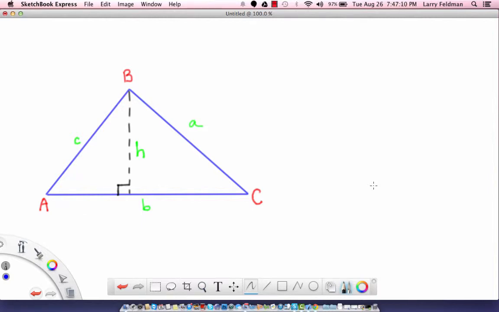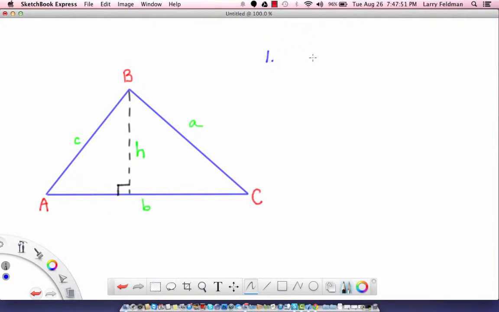In this video, I'm going to talk about several ways to find the area of a triangle. What I drew on the screen is a standard triangle with angles A, B, and C in capital letters, and sides a, b, and c in small green letters, and also an altitude from angle B to side AC with a length of h. There are three main ways to find the area of a triangle, and this should be a pretty short and straightforward video.